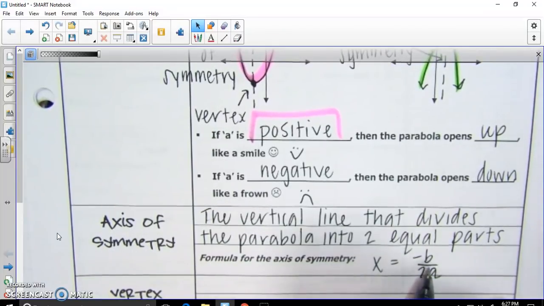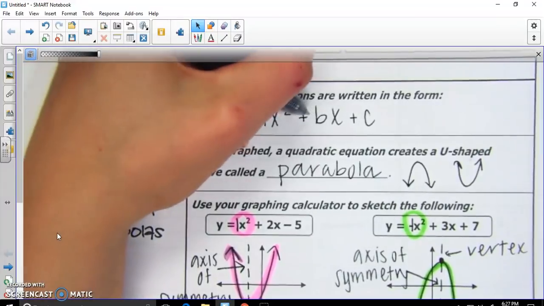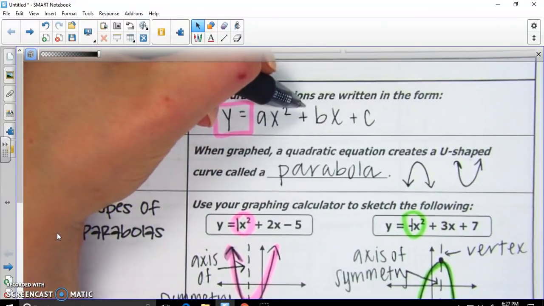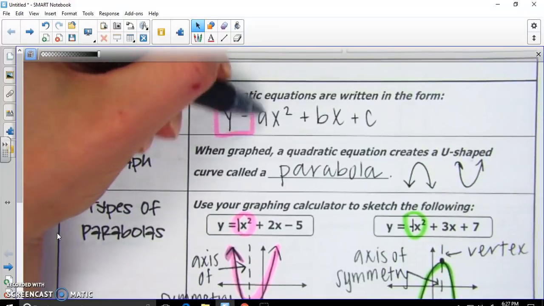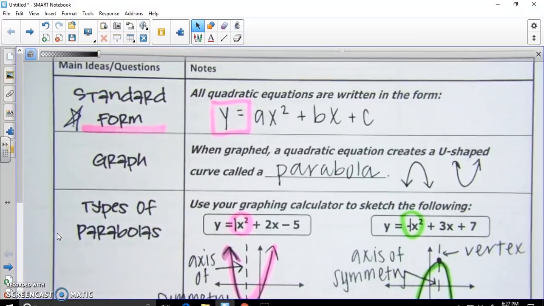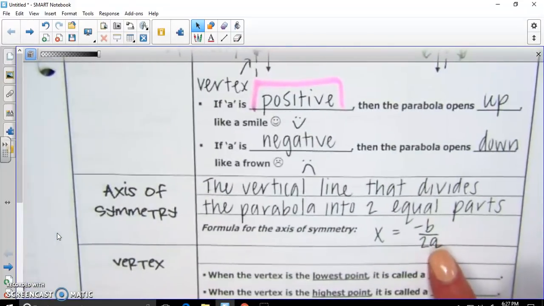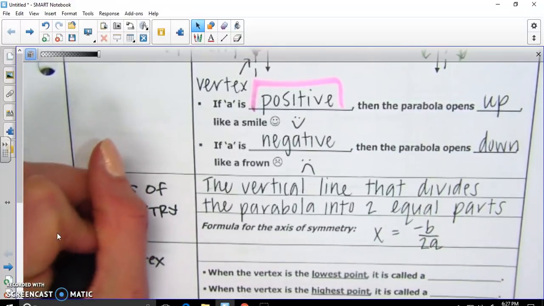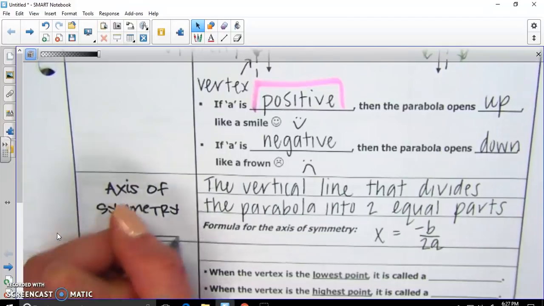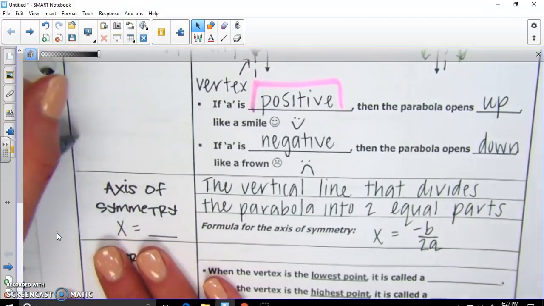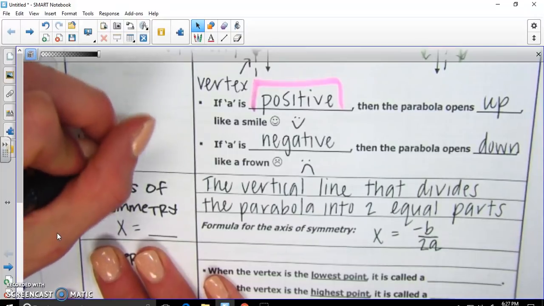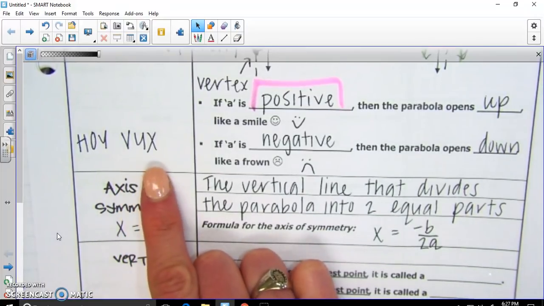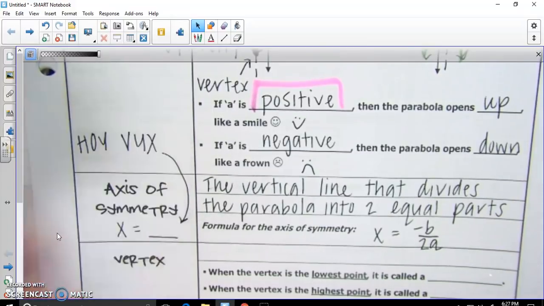So let's think about a and b, where are they coming from? They're coming from standard form. So negative b would be negative whatever this b term is. A is the coefficient of the term that's squared. So whatever those numbers are, you're going to plug them into this formula. X equals negative b over 2a. And so it's a line written as x equals something. Remember we talked about HOYVUX? So HOYVUX says that vertical lines are written as x equals. That's why it's written as x equals.